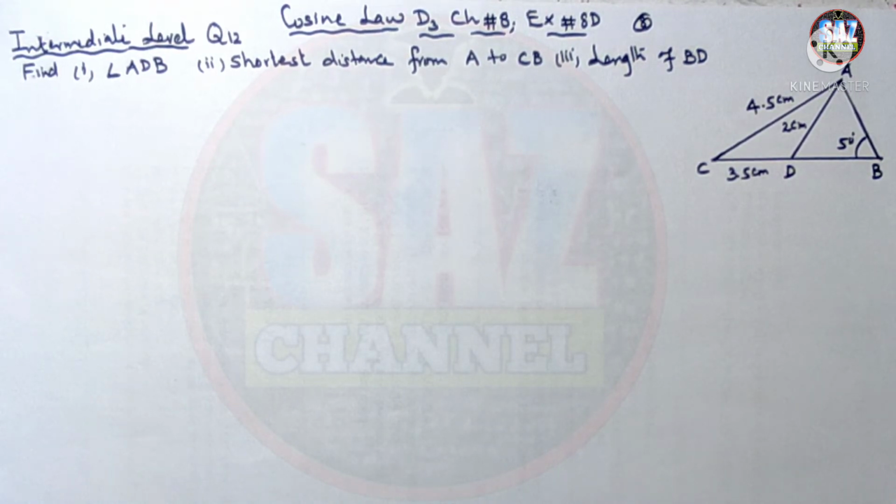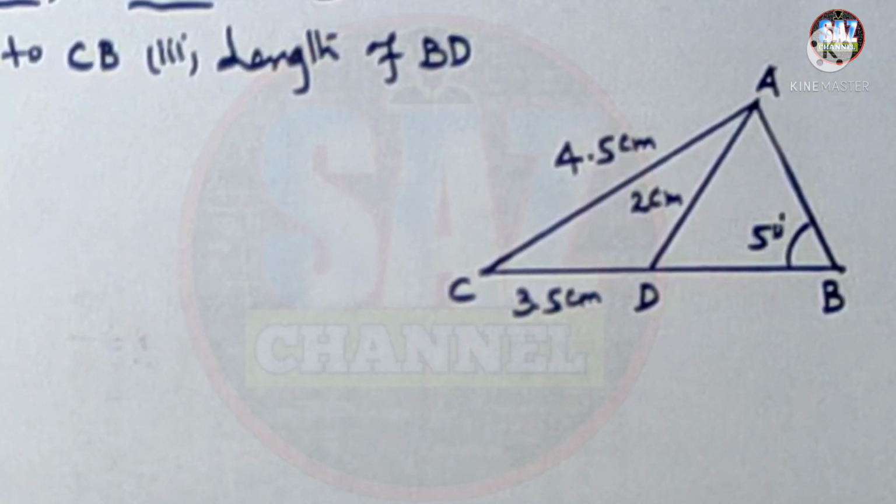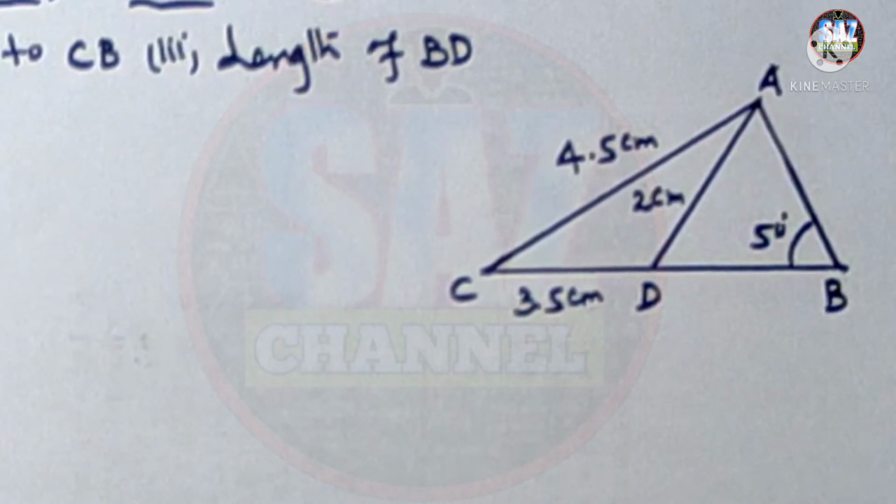Question 12 says that in the figure, D is the point on CB such that AD is 2 centimeter and AC is 4.5 centimeter, CD is 3.5 centimeter, and angle ABD is of measure 50 degrees. We have to find angle ADB, the shortest distance from A to CB, and the length of BD. Okay students, let's move to the solution of each part one by one.